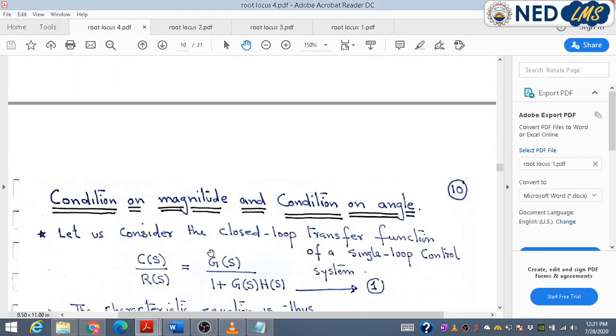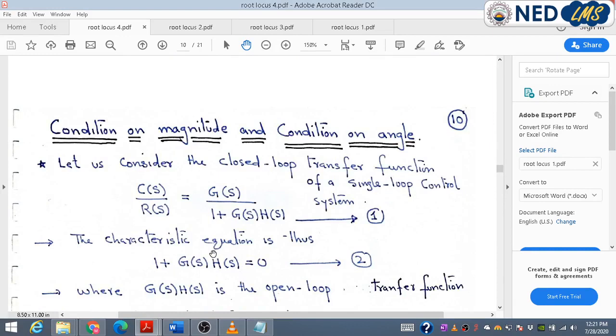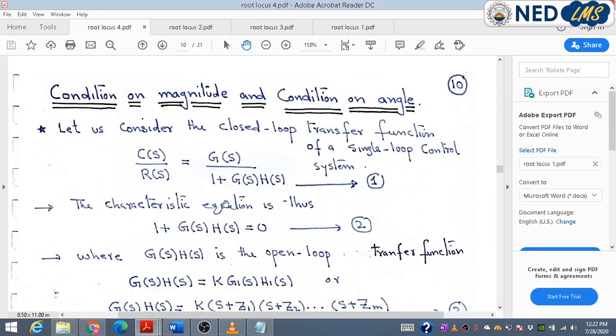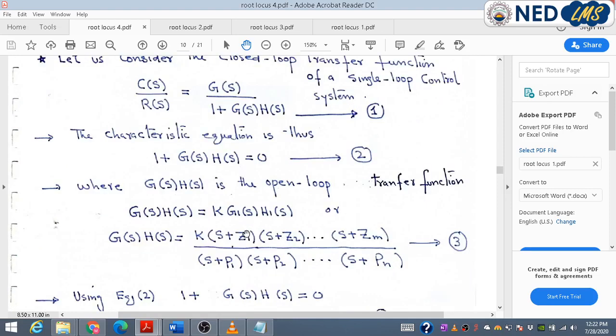First of all, consider the condition on magnitude and condition on angle. The purpose of the condition on magnitude is to find the value of controller gain k at a particular search point, and the purpose of the condition on angle is to verify whether or not a particular search point lies on a root locus. Now let's consider the system closed loop transfer function, which is equal to G(s) over 1 plus G(s)H(s). If we set the denominator of this transfer function equal to 0, it is the system characteristic equation. In this characteristic equation, G(s)H(s) represents the system open loop transfer function.